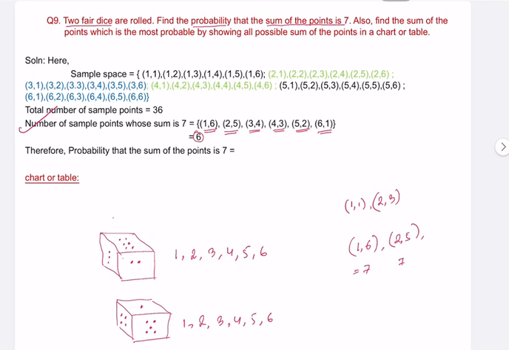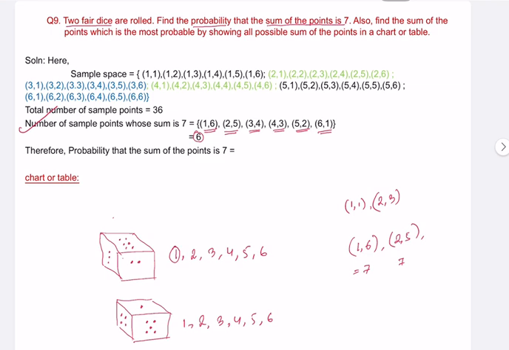But now we need to find out the total possible outcomes. The totality of all the possible outcomes is given by the sample space. So sample space means all the possible outcomes. How to find out all the possible outcomes? Suppose in one die you have 1. In the second die, what are the possible outcomes? It can be 1, it can be 2, it can be 3, it can be 4, it can be 5, and it can be 6.